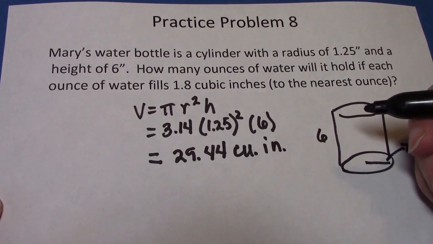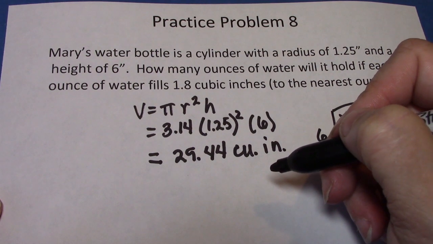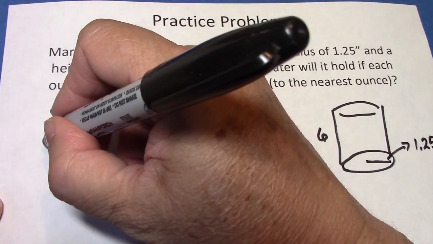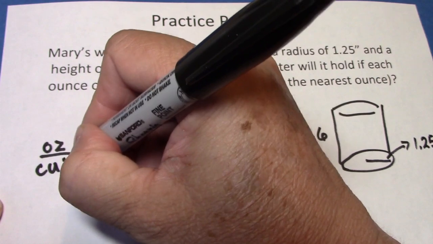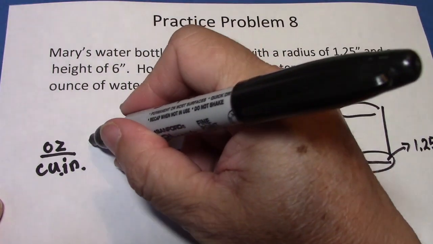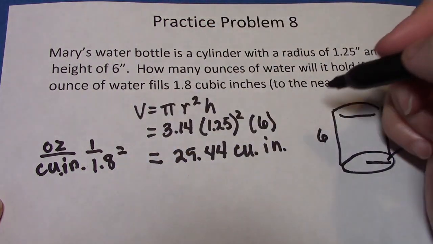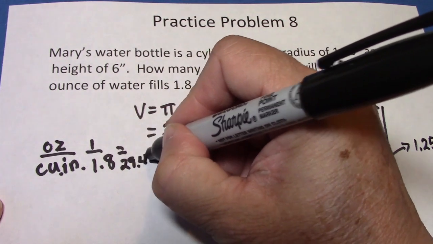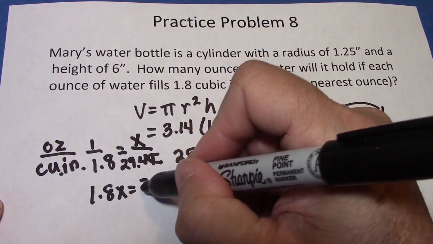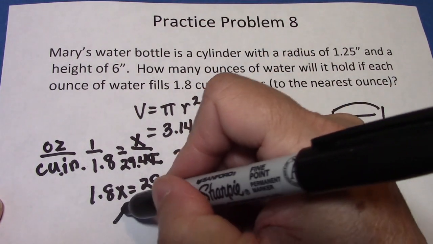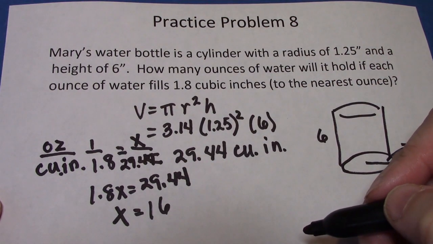But what they asked us is how many ounces of water. So we can do this a couple of ways. We could set up a ratio. So if we know that an ounce takes up how many cubic inches, that's what they told us, that 1 ounce holds 1.8 cubic inches, and this holds 29.44 cubic inches. If we cross multiply, we'll get 1.8x equals 29.44. Divide by 1.8, and we will get about 16 fluid ounces.